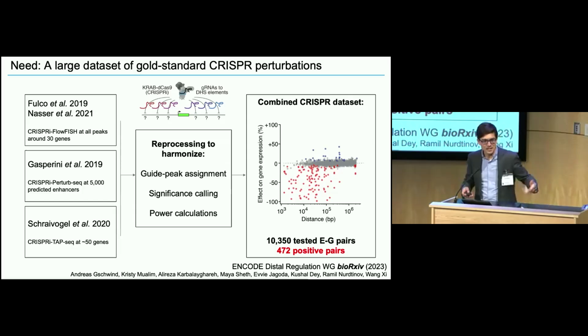The effect sizes of these elements span a large range, from 0 to almost complete repression. The red dots are the regulatory enhancer-gene connections, and the gray are the ones where you perturb with CRISPR, we had good statistical power, but you don't see an effect. So we can use this data set to evaluate different predictive models.